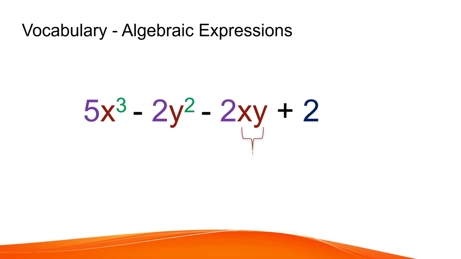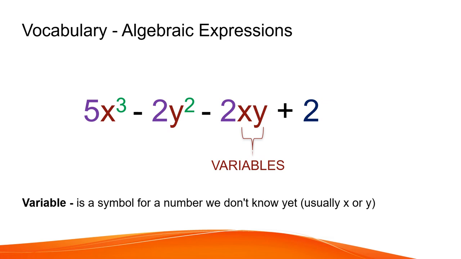Variables are your unknowns, such as your x and your y. At times it can be p and q, times it can be r and z. The variable here is a symbol for a number we don't know. It's an unknown. It's usually x or y most of the time. So yes, a variable is a symbol for a number that we don't know. That is a variable.